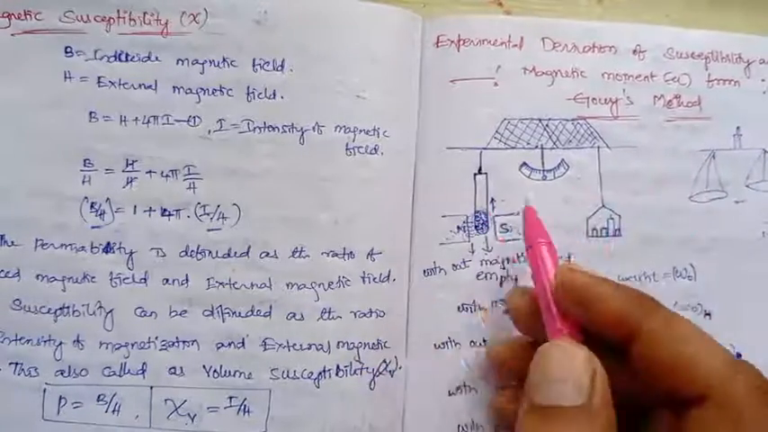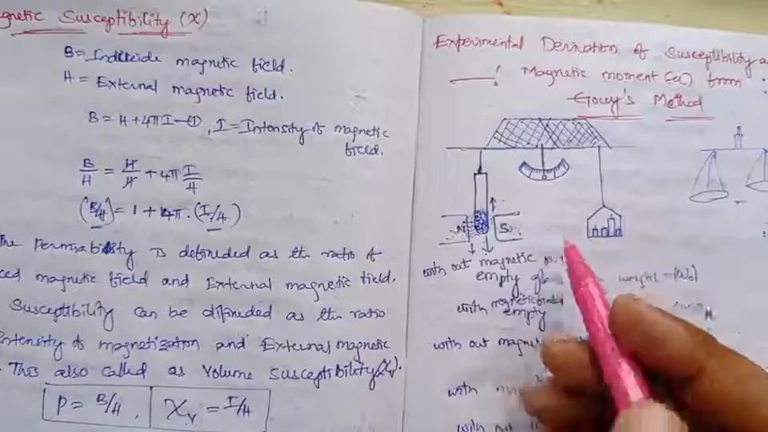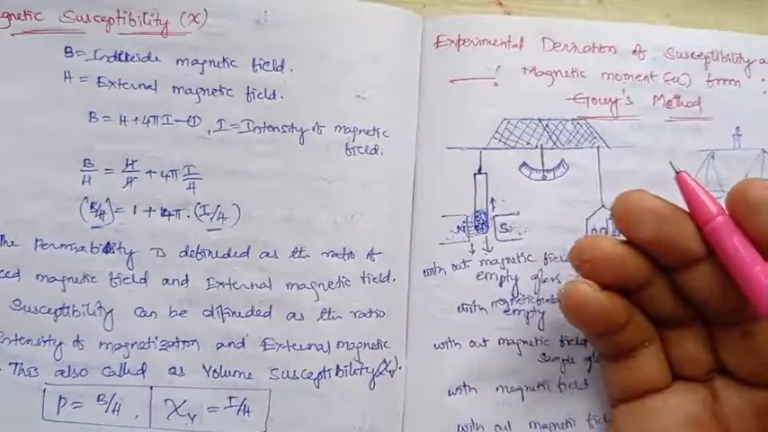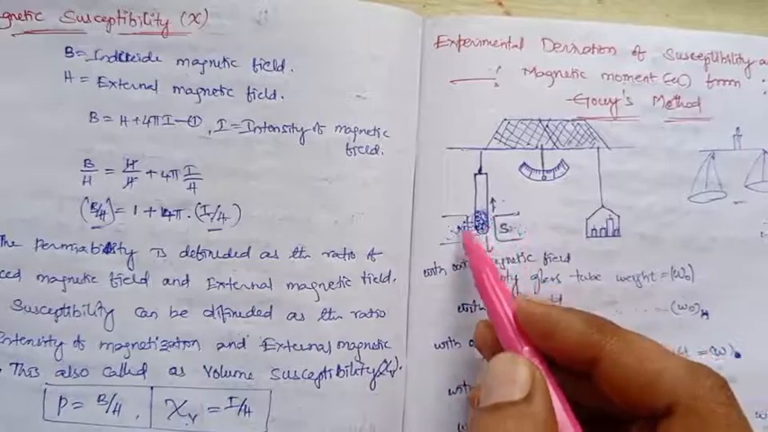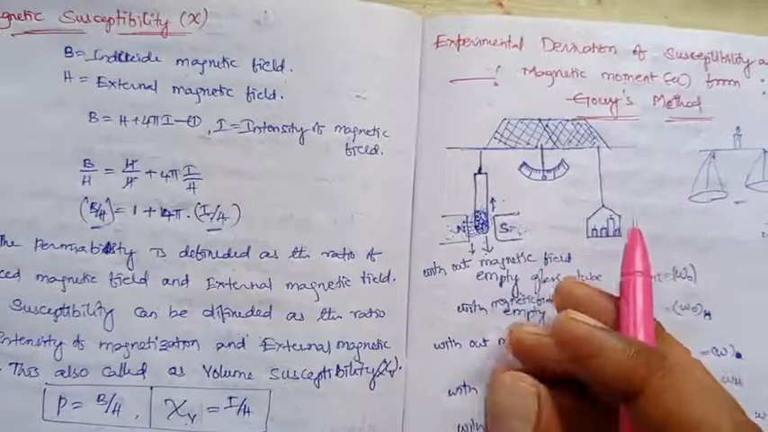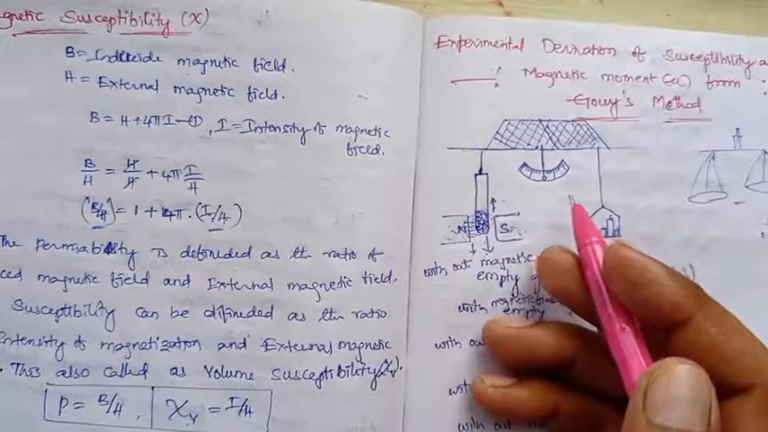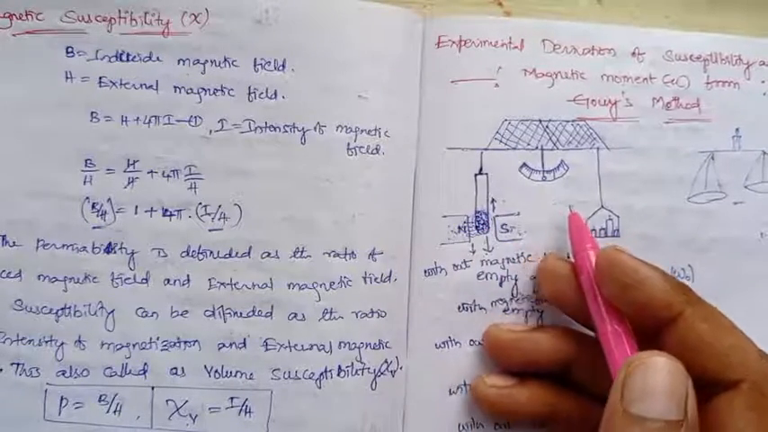If the force generated by the external magnetic field is maximum, then the change in weight will also be maximum. If the force applied by the external magnetic field is lower, then the change in weight of the sample will also be very minimal.